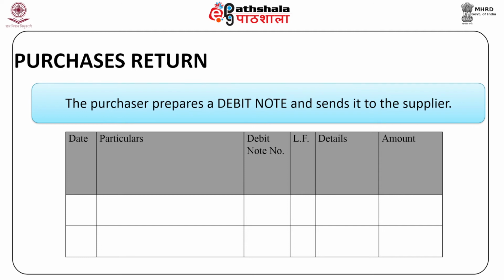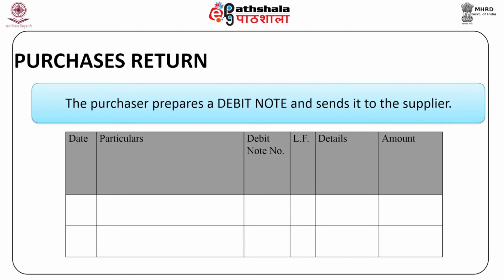In all these cases, the purchaser prepares a debit note and sends it to the supplier. It is so named because on such basis the account of the supplier is debited. This day book is prepared in this manner. The purchases returns day book is totaled at the end of each period.